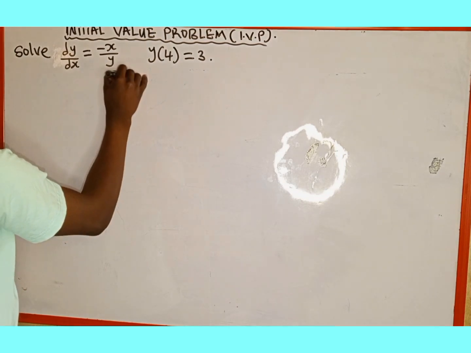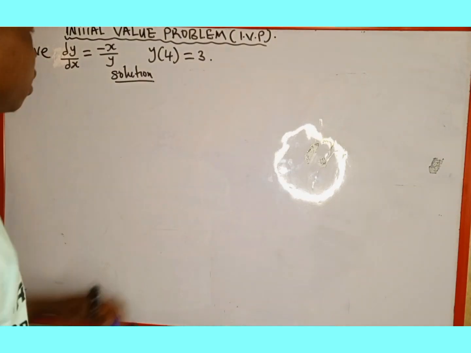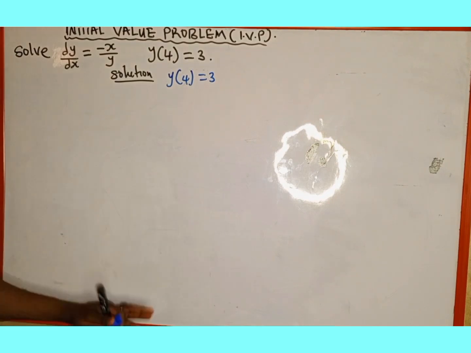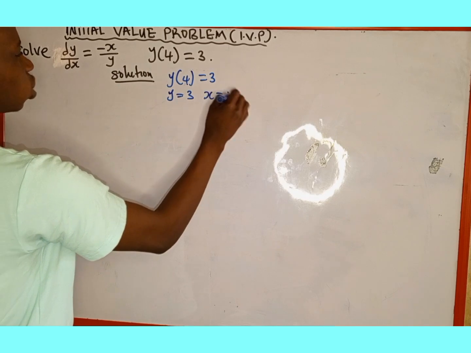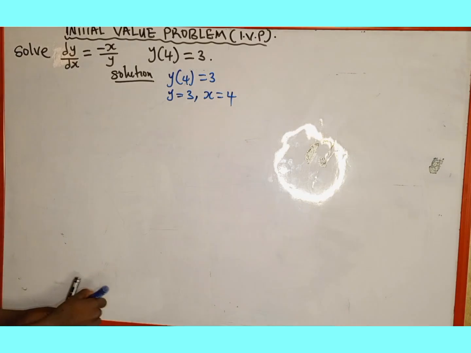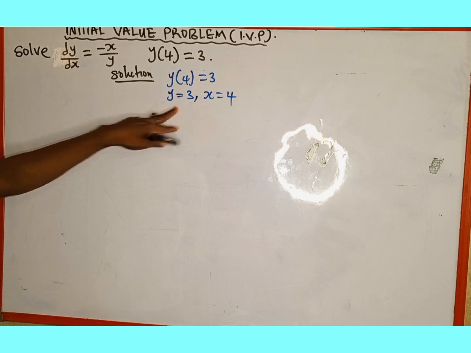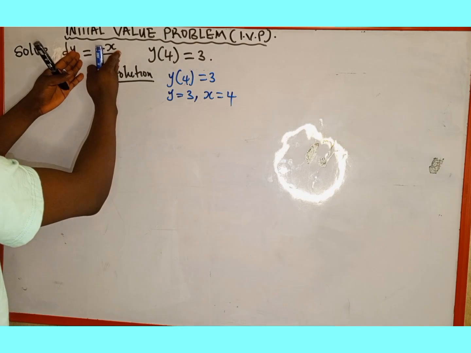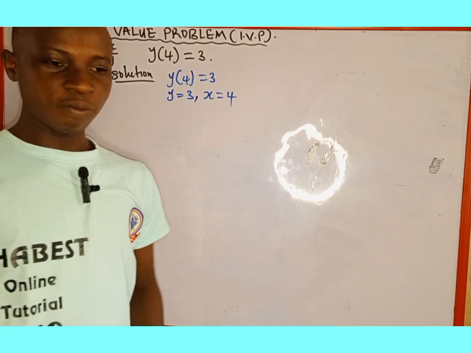Solution. In the initial value problem, we are given that y of 4 is equal to 3. This implies that where y is equal to 3, then x is equal to 4. So this is the value of y and this is the value of x. But from here, you cannot just substitute the values of x and y directly into the given differential equation. You have to solve this differential equation, and it can be solved using the method of separable.